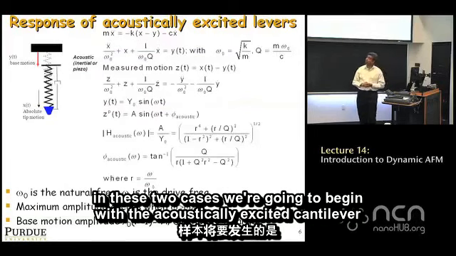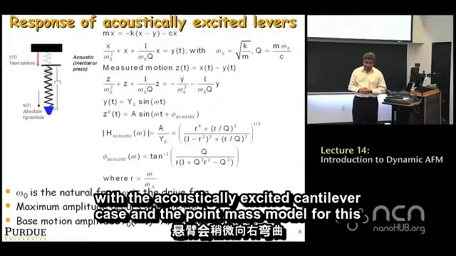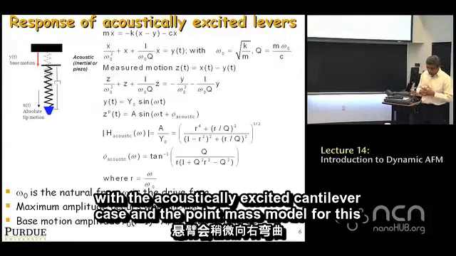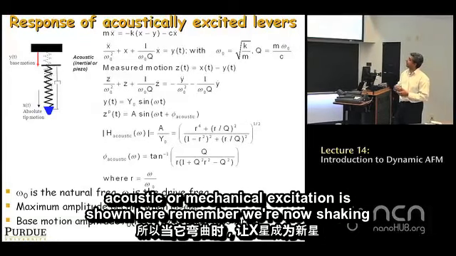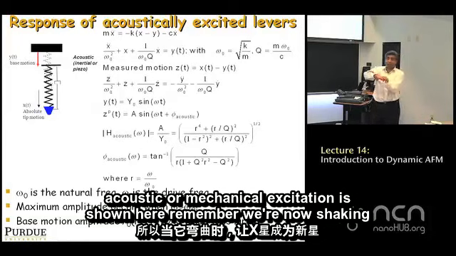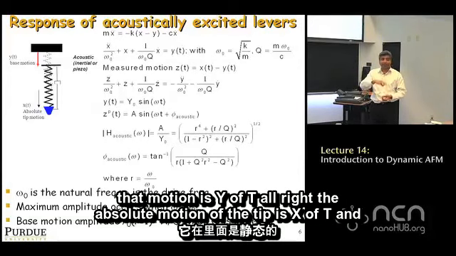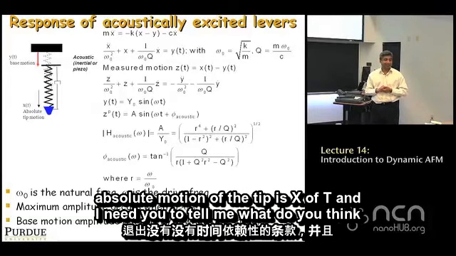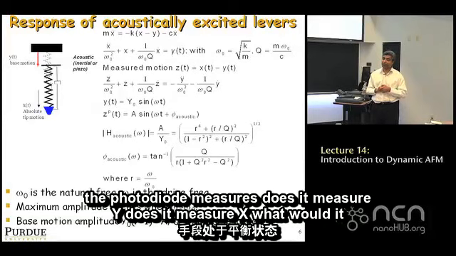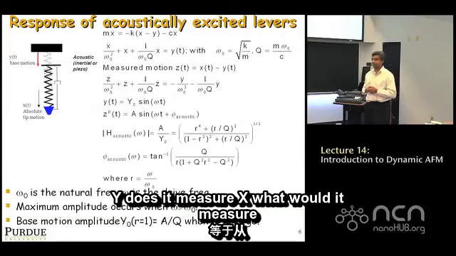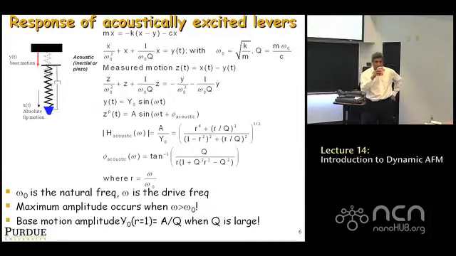We're going to begin with the acoustically excited cantilever case. The point mass model for this acoustic or mechanical excitation is shown here. Remember, we're now shaking the base of the cantilever up and down. That motion is y of t. The absolute motion of the tip is x of t. And I need you to tell me, what do you think the photodiode measures? Does it measure y? Does it measure x? What would it measure? And why? Don't be shy, just guess.